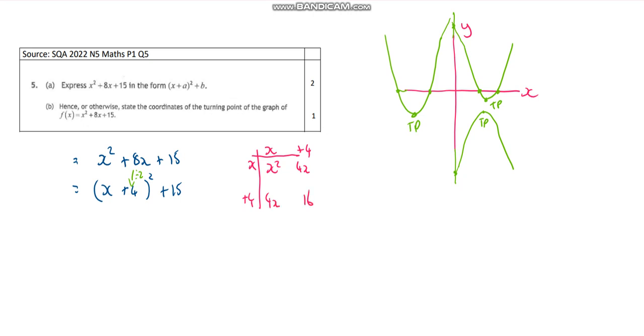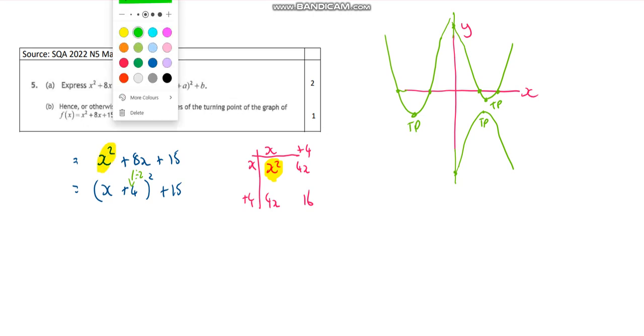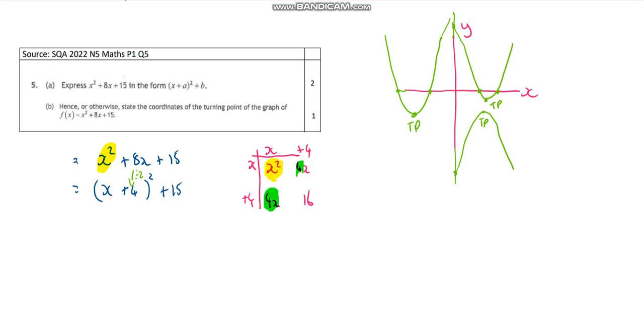Now, that's good. I've got x squared and I've got x squared, tick. If I group my two 4x's, there's 4x and 4x, and that's 8x, tick. However, I have just generated a 16. I don't want 16, I want 15.